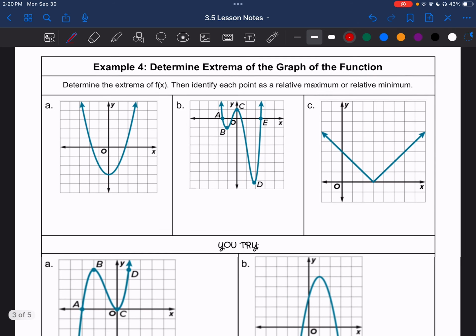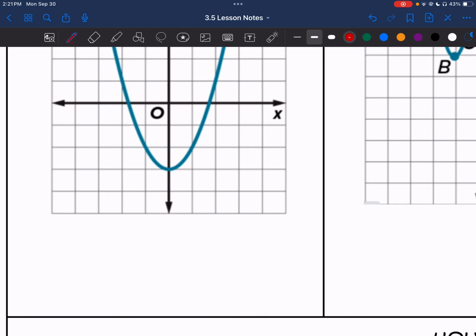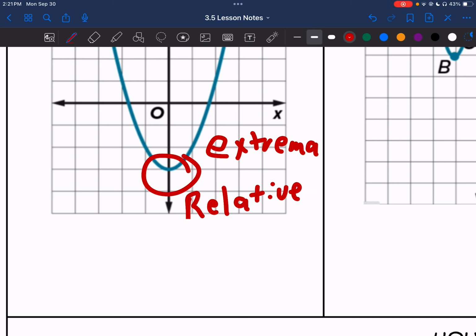All right. Example 4 is going to be all about determining the extrema of the graph of the function. Determine the extrema of f of x, and then identify each point as a relative maximum or a relative minimum. So our extrema on this is this point down here. It's kind of out of the way of the rest of it. So that is our extreme point. It's our outside point. And that's our relative minimum. It's also an absolute minimum for this one.